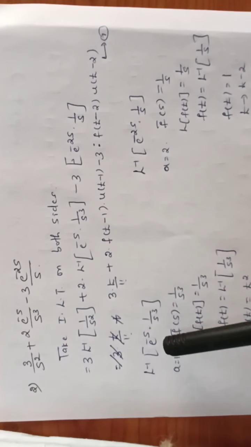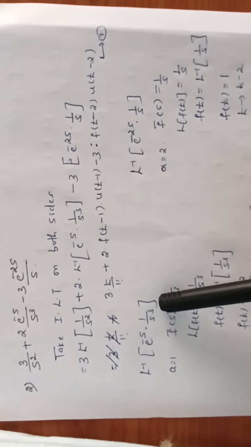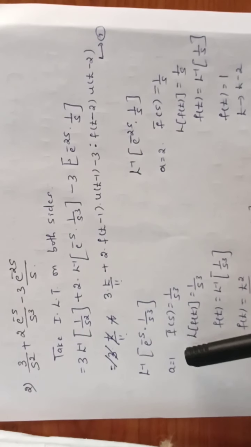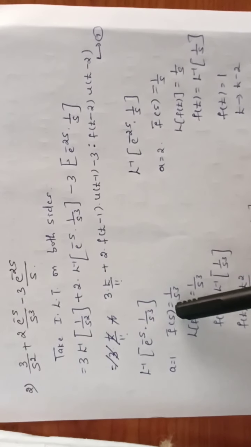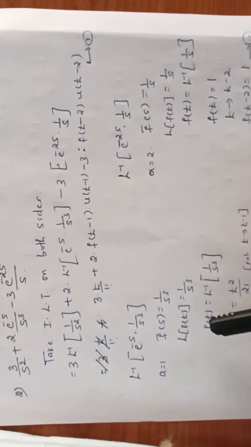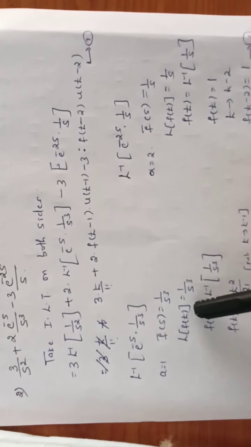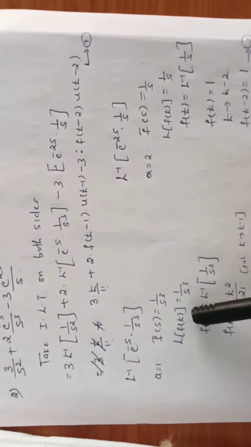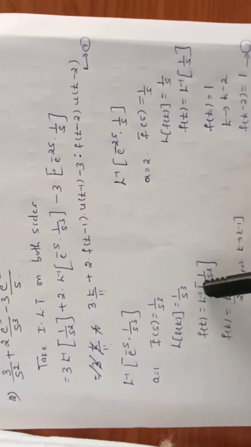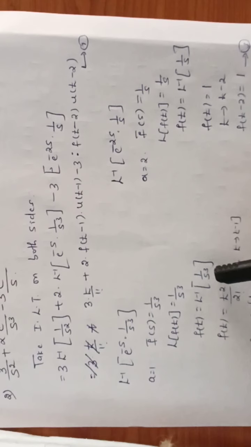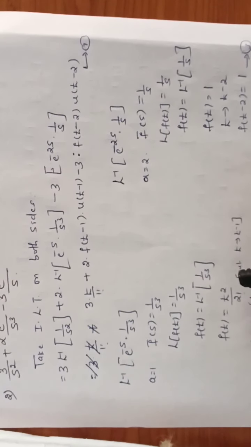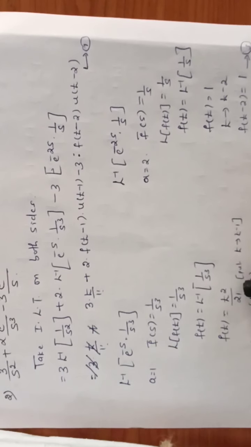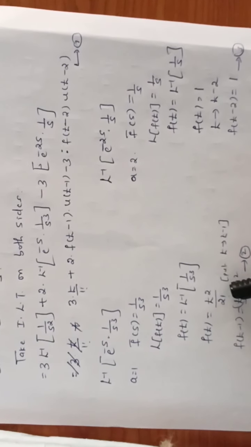So this is L inverse of e power of minus s into 1 by s cube. So here the value of a is 1 and f bar of s is 1 by s cube. So Laplace transform of f of t is equal to f bar of s, which is equal to 1 by s cube. F of t is equal to L inverse of 1 by s cube. So f of t is equal to t square by 2 factorial by using the formula.